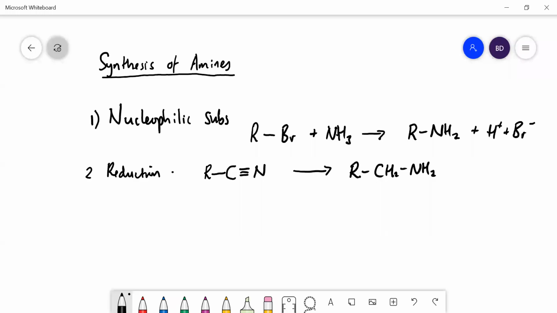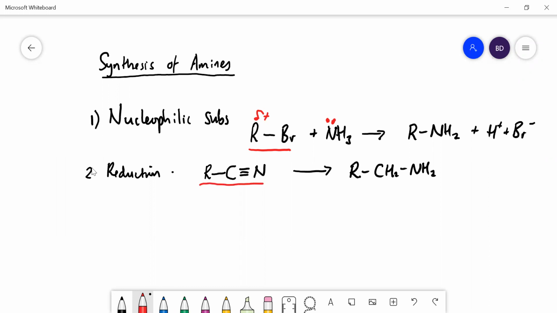Okay, we're going to look at the ways in which you can make an amine. The first one we've come across briefly in year 12. You've got a haloalkane, and you react it with ammonia, which is of course a good nucleophile. You've got a delta positive on this carbon, and you get the primary amine, and you get hydrogen bromide as well. The second way is the reduction of a nitrile.